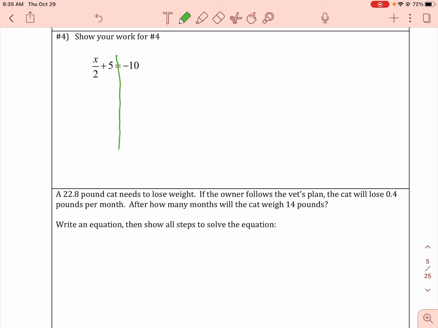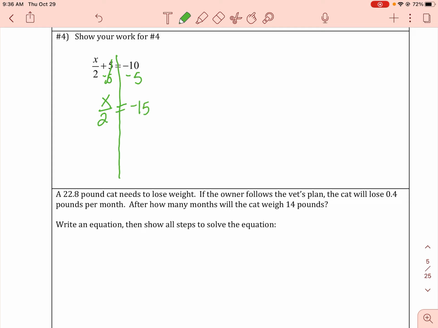Draw my line. Nothing to combine on the right or left of the equation or my line. So I need to start moving things over. I see that I have x over 2 plus 5. The first thing I do here is subtract 5 to make that 0, to get rid of that positive 5. What you do to one side, do to the other. Careful with the negatives. Negative 10 minus 5 is negative 15.